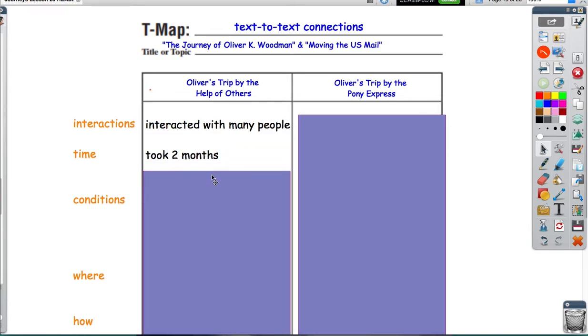All right, so as far as the time goes, it took two months. The first letter was on June 1st and the last was on August 1st. Two whole months to get from Uncle Ray to Tamika. Now let's think about the conditions. How was his trip? Rough or easy? Go back to the text, skim through, and tell me how it was.